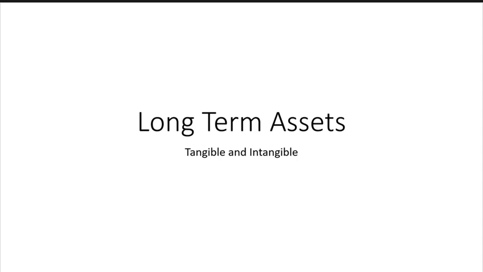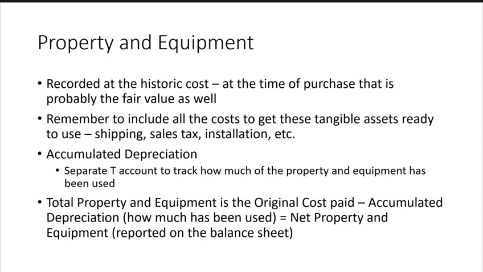So if we're going to understand how to account for long-term assets, we need to know basically three things. How to record when we buy or acquire them, how to record or account for using them over their life, and how to account for when we get rid of them, sell them or throw them out, whichever. Okay, so some things about buying the property and equipment.